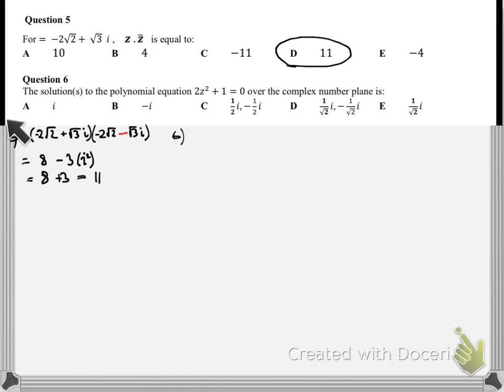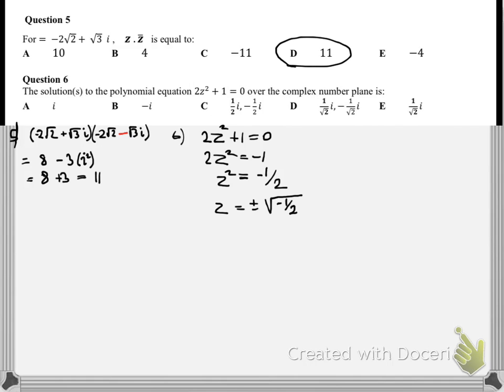Let's try number 6. So the solutions to the polynomial equation 2 times z squared plus 1 is equal to 0 over the complex plane, number plane. So we're solving this little quadratic. So let's use inverse operations. Subtract 1, then divide by 2. So then we take the square root of the right hand side, and can't forget the plus and minus. So here we've got the square root of a negative number. Well, we're going to use the i to represent the square root of negative 1. And there it is, we've got 1 divided by root 2 i and negative 1 on root 2 i as your solution. There it is, option D.